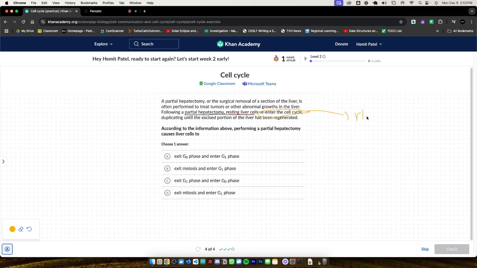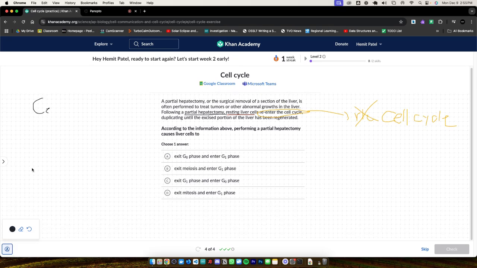So resting liver cells, they are not part of the cell cycle. These are not part of the cell cycle. Okay, the cell cycle. Instead, they are resting, meaning that they're not part of the cell cycle. Therefore, when we're looking at our answers, we have to look for a phase that's not part of the cell cycle. Okay, now let's do some review about what is or is not part of the cell cycle.